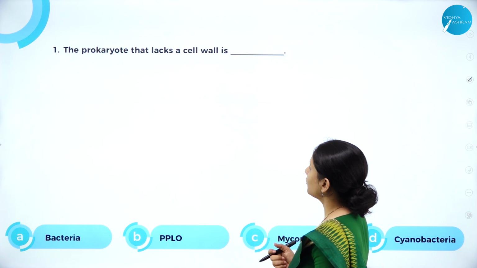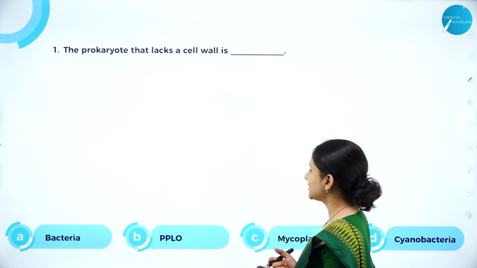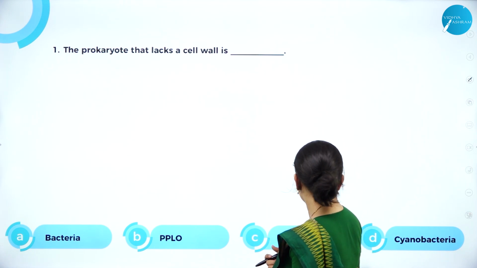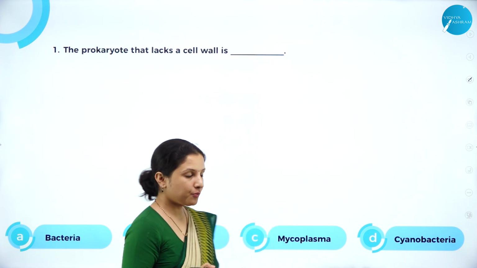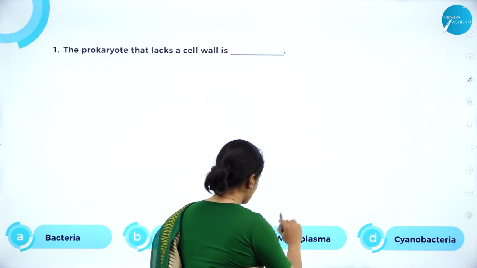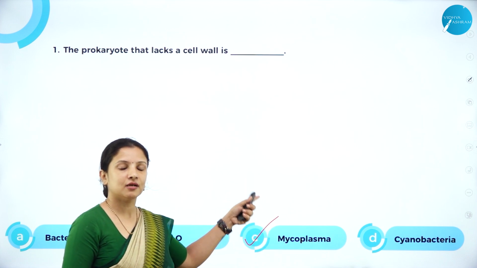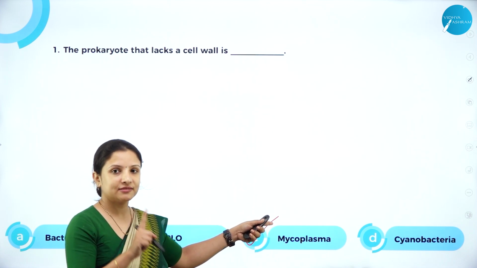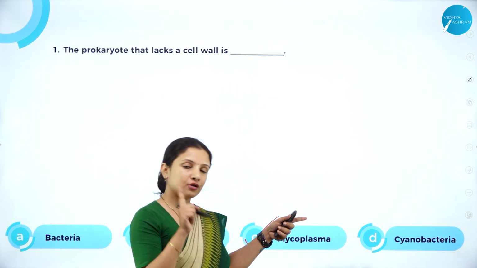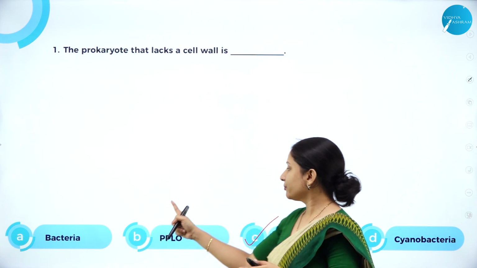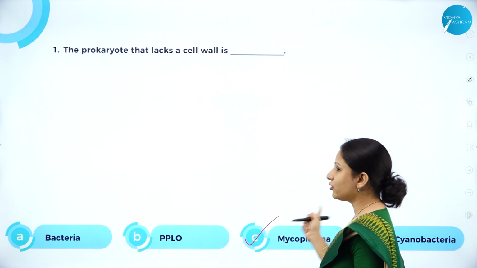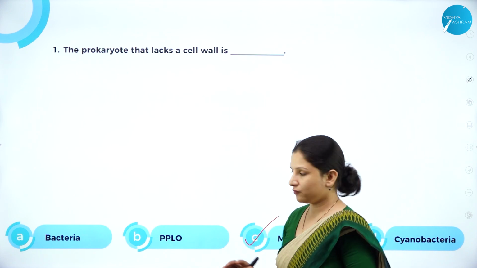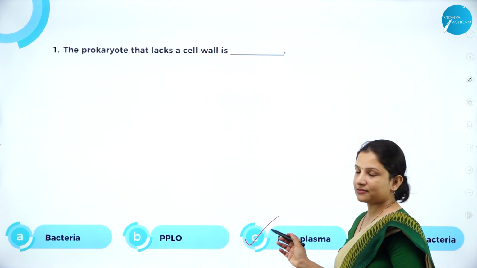So the prokaryote that lacks a cell wall is bacteria, PPLO, mycoplasma, cyanobacteria. Mycoplasma is the smallest prokaryotic cell, and it is the prokaryotic cell that doesn't have a cell wall, because all the other three, that is bacteria, PPLO and cyanobacteria, all these have a cell wall. So option C is the right answer here.